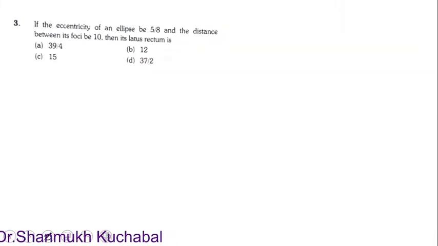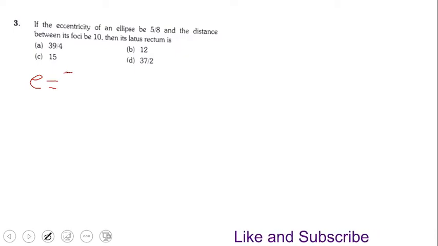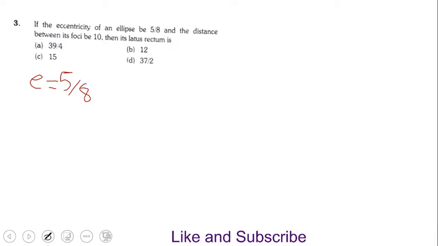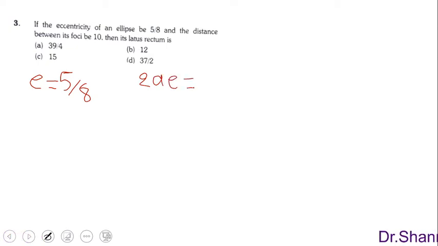Okay, we'll move to our next example. The question is, if the eccentricity of an ellipse is 5 by 8. So eccentricity is denoted by E, so I take E equal to 5 divided by 8, and the distance between the foci is 10. The distance between the foci is given by the formula 2AE, and in this example it is 10, so I am going to take it as 10 here.